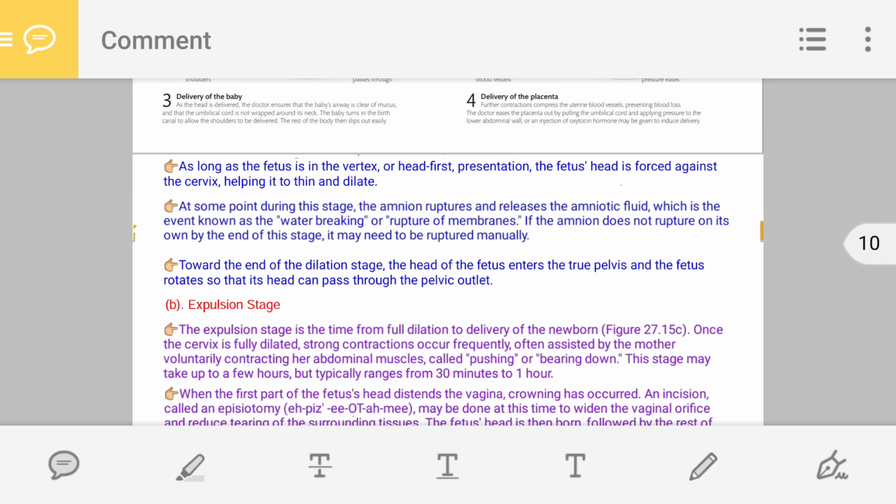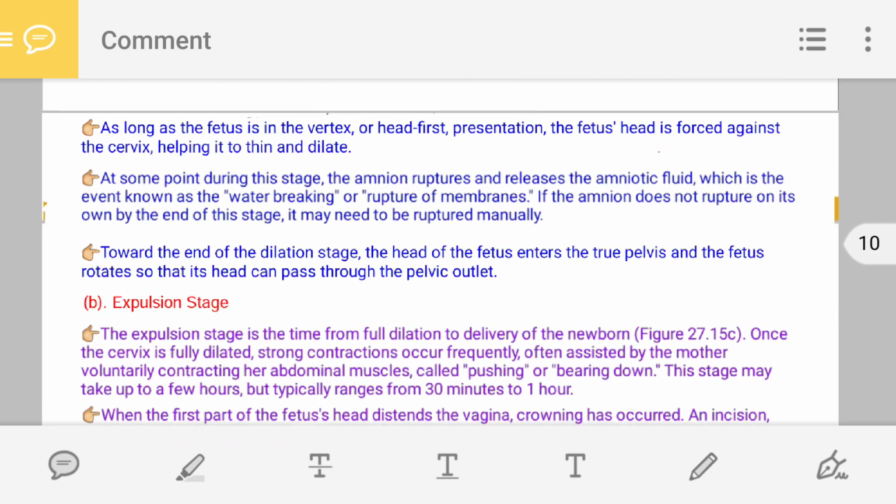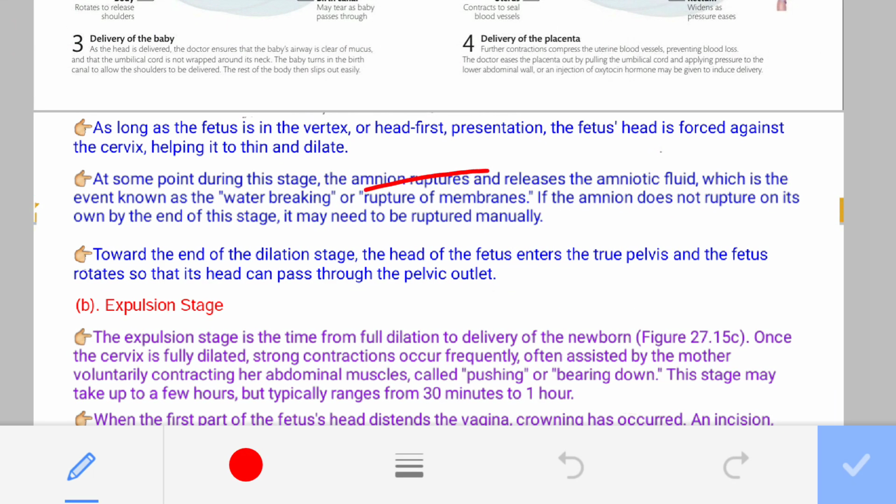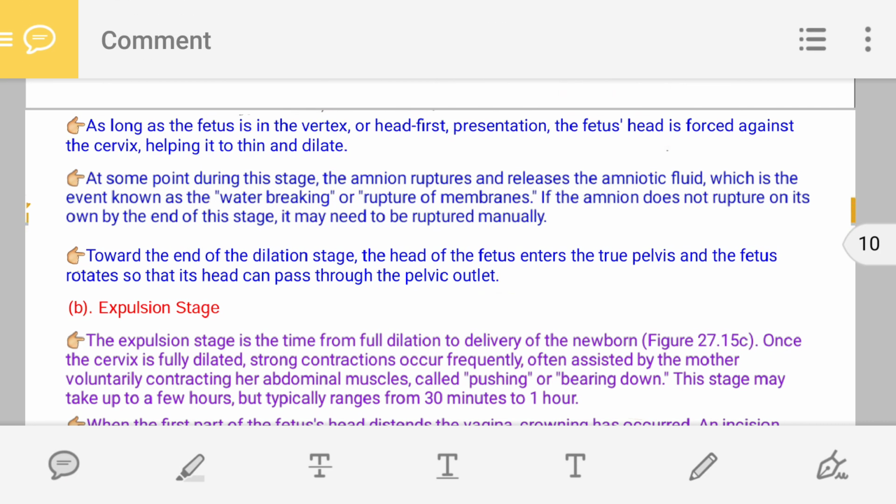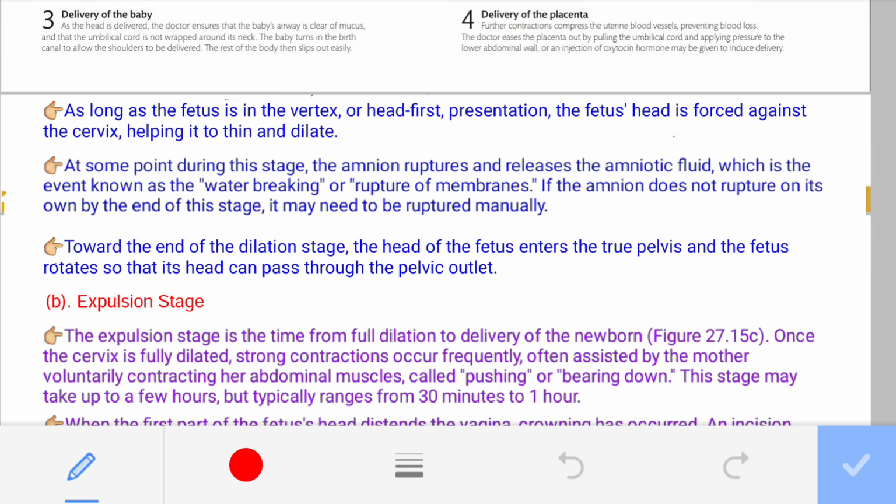So that is the way this rupturing of the membranes, that is the breaking or rupturing of the amniotic sac, is helping. Now sometimes this amniotic sac does not rupture naturally, so at that time with some surgical instrument, the gynec doctor manually ruptures the amniotic sac.